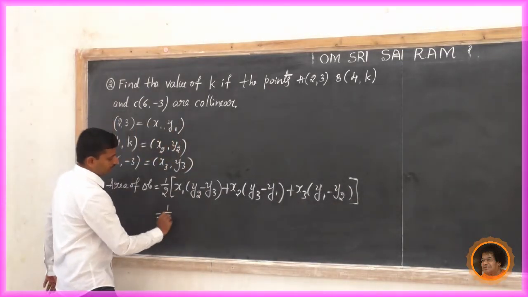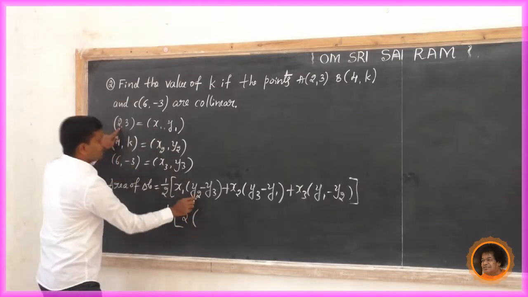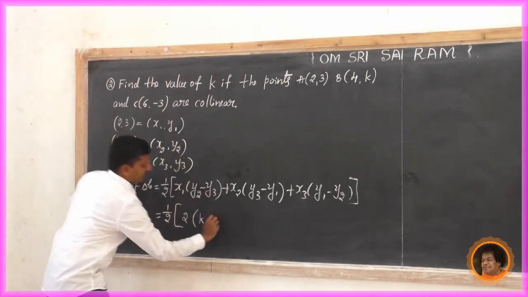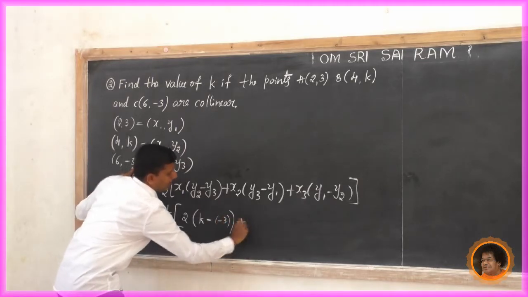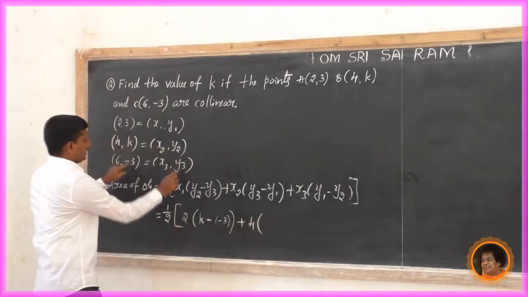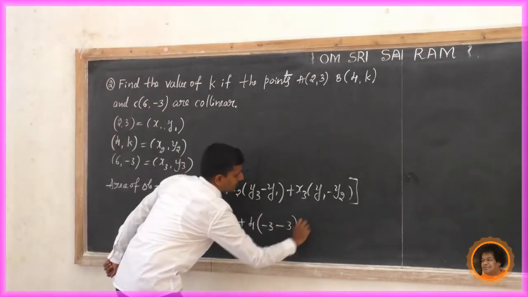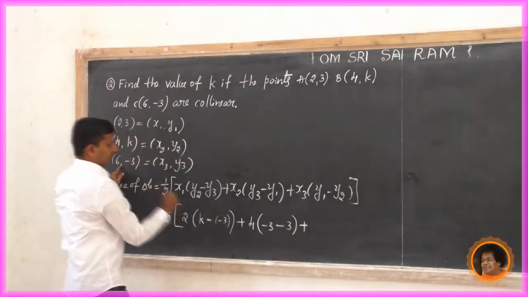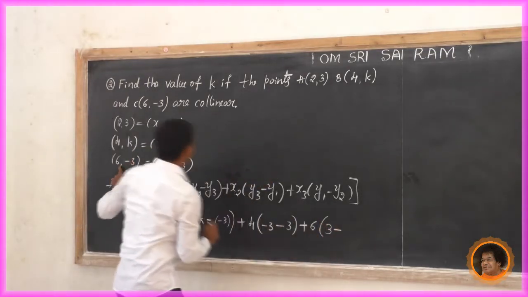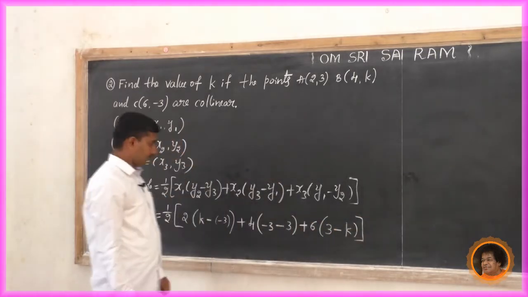Now substitute the values. Half into x1, so the x1 value is 2, into (y2 minus y3): y2 is k, minus y3, y3 is minus 3, plus x2. The x2 value is 4, into (y3 minus y1): y3 is minus 3 minus y1, y1 is 3, plus x3. The x3 value is 6, into (y1 minus y2): y1 value 3 minus y2, the y2 value is k. Now simplify.